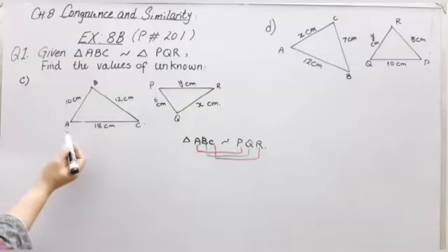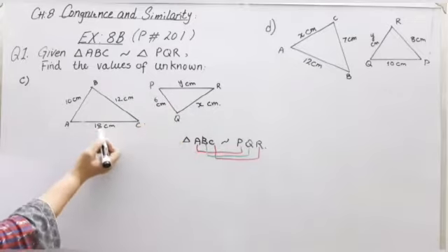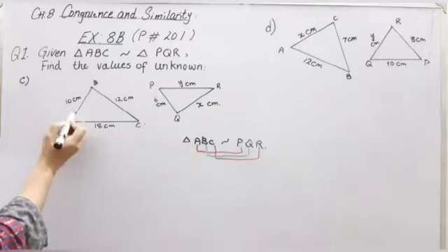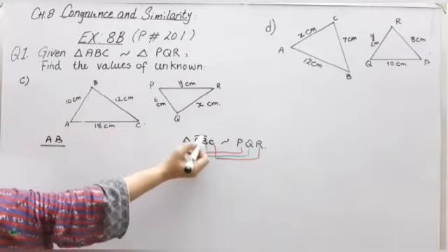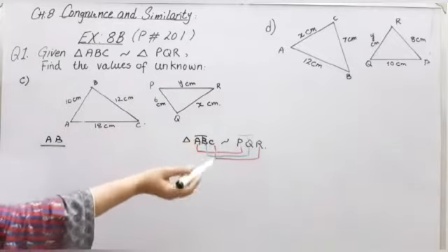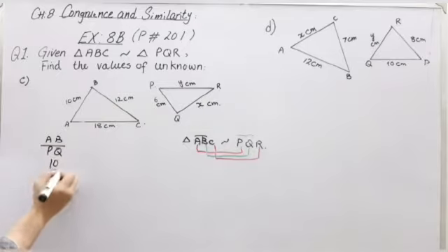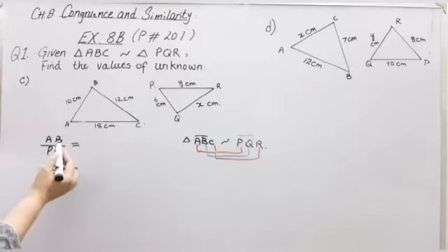In this way, if there are two unknowns X and Y, first we know that AB is 10 centimeters. AB corresponds to PQ. So what is PQ? PQ is 6. So AB is 10 centimeters and PQ is 6. Both sides are known and AB corresponds to PQ, so we write AB divided by PQ.